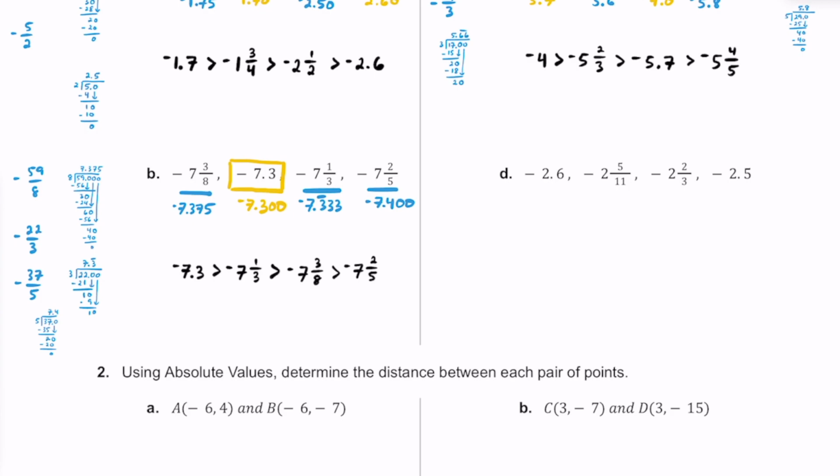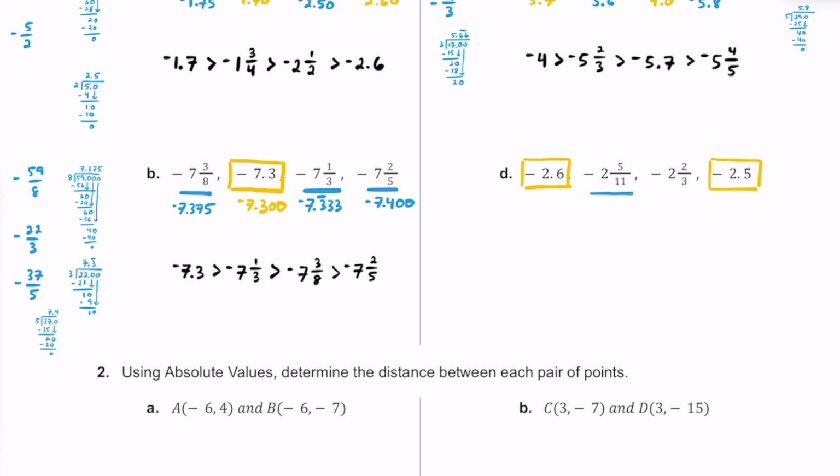Alrighty, so for D, we have another set of rational numbers here. We have this negative 2.6. This one is good to go. And then we have this negative 2.5. That's also already a decimal, so we can leave that one alone as well. We have two fractions here. Let's take a look at this negative 2 5/11.